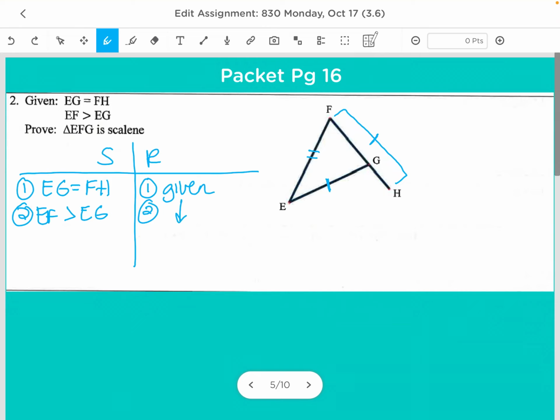So in order to prove that I have 3 different sides, the first thing I'm going to do is try to think about how could I potentially get that side FG in the triangle? How can I potentially show that that side is going to be a different length than the other 2 sides? And we do know that we have 2 sides in there that are congruent. So we know EG is congruent to FH. So I know mathematically that FG has to be a shorter length than EG.